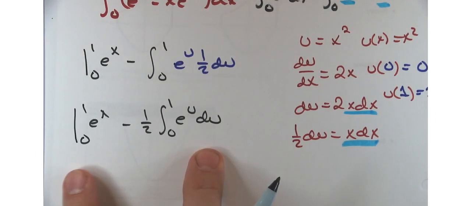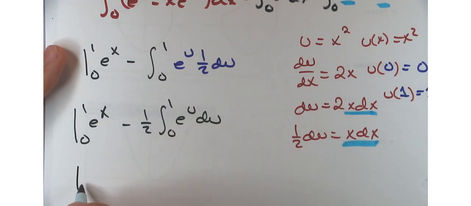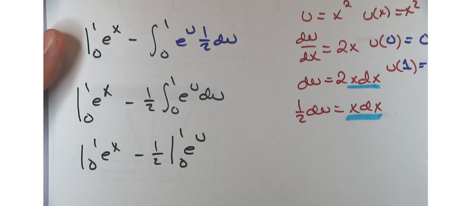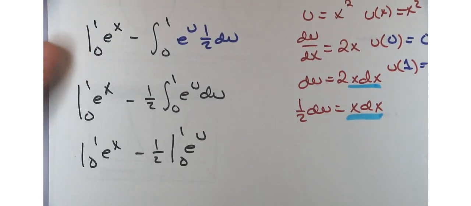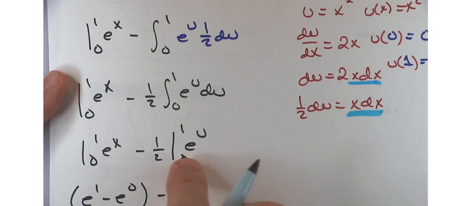And like our first part of this problem, we need the antiderivative for this thing. So 0 to 1 of e to the x minus 1/2 the function from 0 to 1 of e to the u. Okay, finally, let's do some evaluation here. Let's plug in the 1 here. It's going to give me e to the first power minus e to the 0 minus 1/2 e to the first power minus e to the 0.